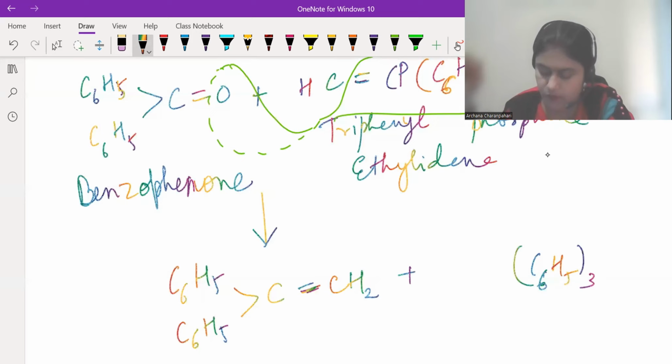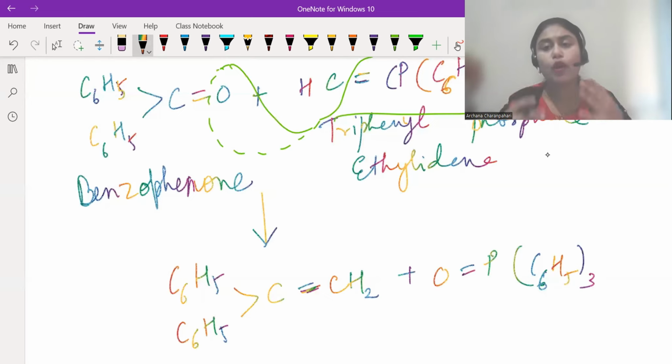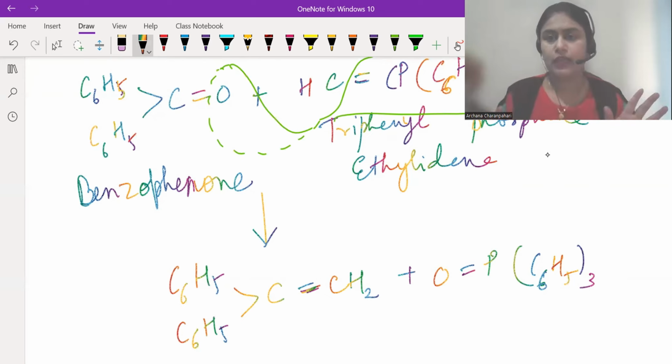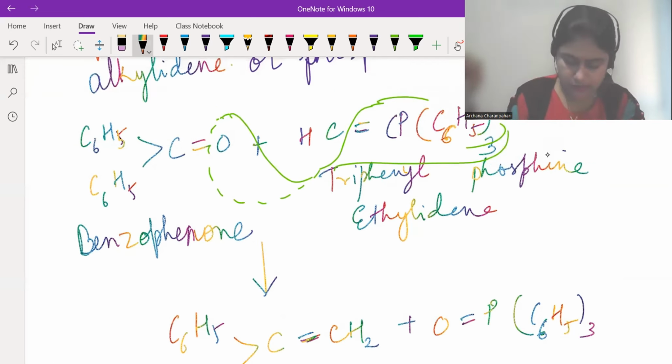And we are left with (C6H5)3. Now, as the name suggests, students, triphenyl means it has three phenyl groups attached to it. So, triphenyl phosphine oxide, P double bond O. If you want to learn the memory technique in order to write the product for any Wittig reaction, I'll tell you right away.